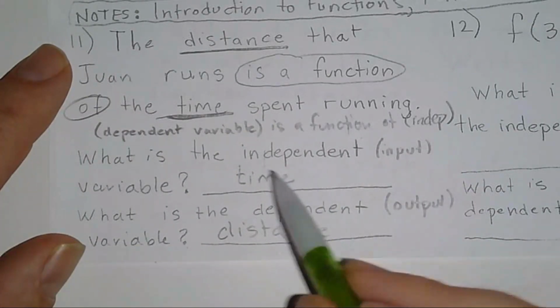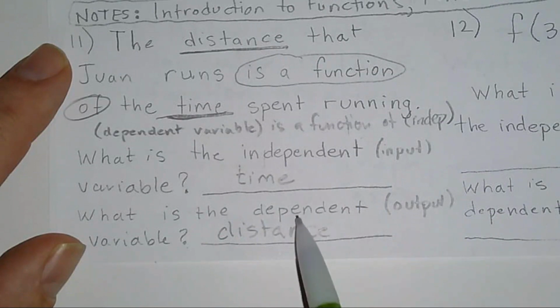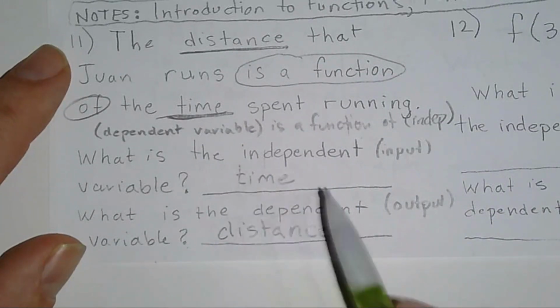But in general, if you know this sentence frame, you know the first one will always be the dependent and the second one will always be the independent.